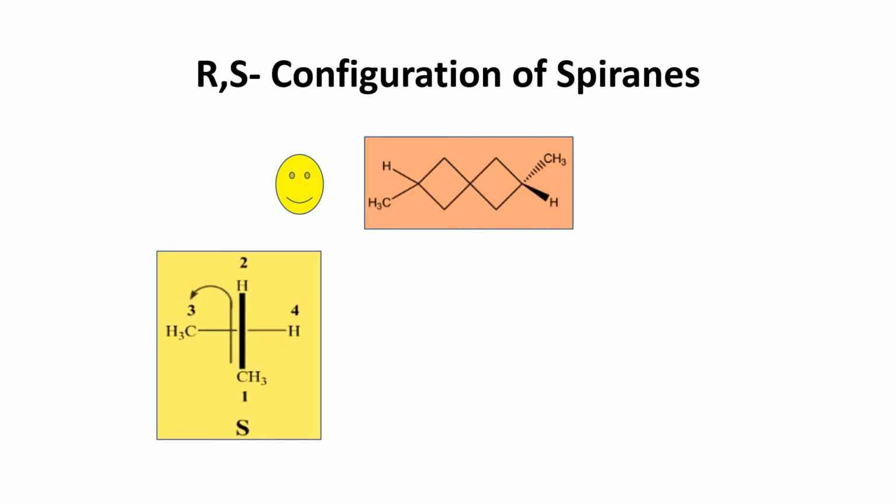The solid wedge line should be on the right side, so hydrogen should be on the right side and the dash line should be on the left side. If you see this side, this is the right side and this is the left side. Okay, so if you go 1, 2, 3, 4, it should be like this. So what is that? Anti-clockwise, S.